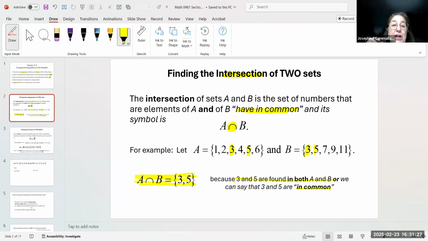Okay? So intersection is that U upside down. And they mean what does A have and B have together? They've got to have something in common. Now, if they don't, well, we know that that's a no solution or an empty set. And we might see a few of those.